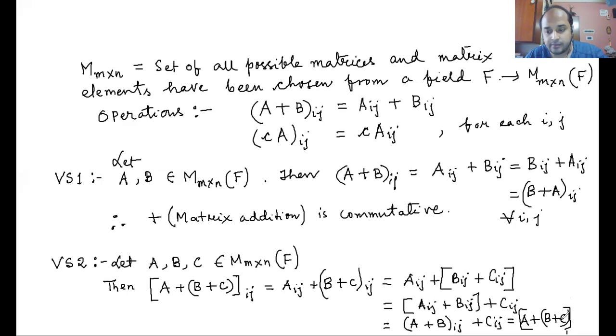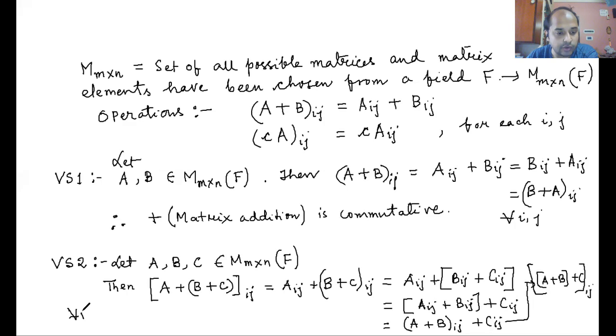I'm writing it somewhere else, because there is no space, so that you can understand. This can be written as A plus B plus C, ij. So you see, it is true for all ij, and since it is true for all ij, therefore I can write that A plus B plus C is the same as A plus B plus C. And now I can say that plus is associative.